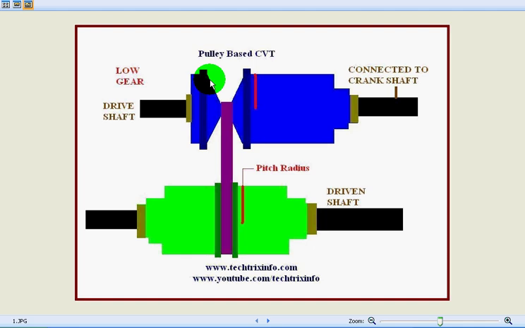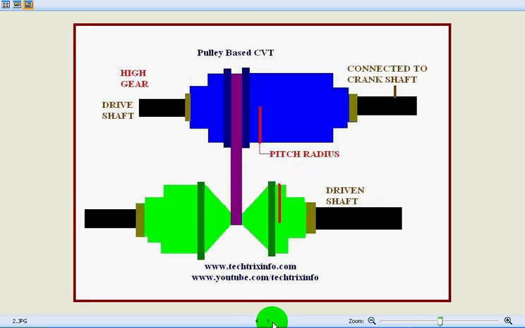And now we can see here these pulleys have been moved away from each other, and here these two pulleys are moved together towards each other. In this figure we can see the drive pulleys have moved towards each other and the driven pulleys have moved away from each other. So this is actually resulting in various gear ratios. That means an infinite number of gear ratios can be produced in this pulley-based transmission or CVT.